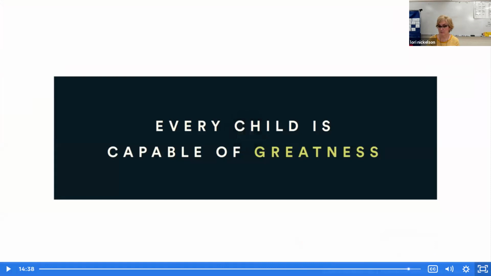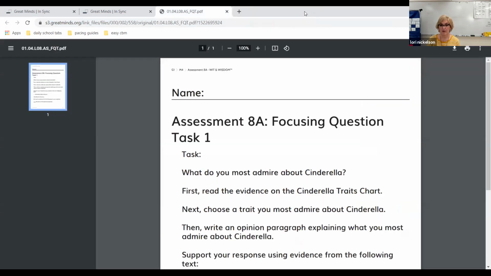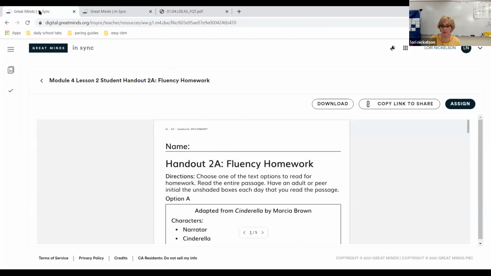Okay, friends, let me get out of this. All right, so you are writing about what you most admire about Cinderella. Think about that trait chart, okay? You can look back into the video if you need to. All right. Now, before we close out this lesson, I want us to practice our fluency homework.